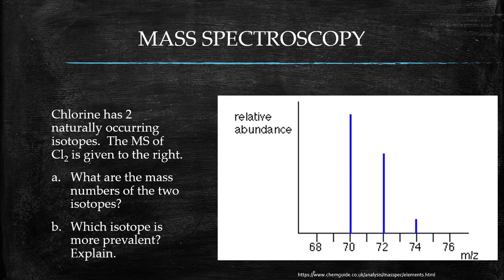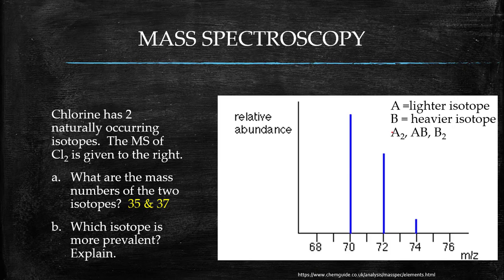Go. And the correct answer for the first question is 35 and 37. How do we get that? Well, we know that there are two isotopes. Let A be the lighter isotope, B the heavier isotope. So now there are three possible combinations: A2, AB, and B2. And A2 would be this peak, AB is this peak, and B2 is this peak.